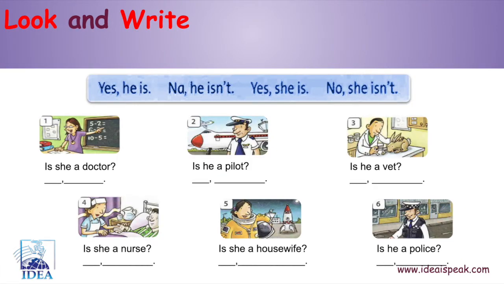Let's do the activity. It's a look and write activity. We need to use these 4 answers for the activity. Yes, he is. No, he isn't. Yes, she is. And no, she isn't. Let's look at the first picture. We see a teacher in the picture. But the question is, is she a doctor? So what is the answer? The answer is no, she isn't.